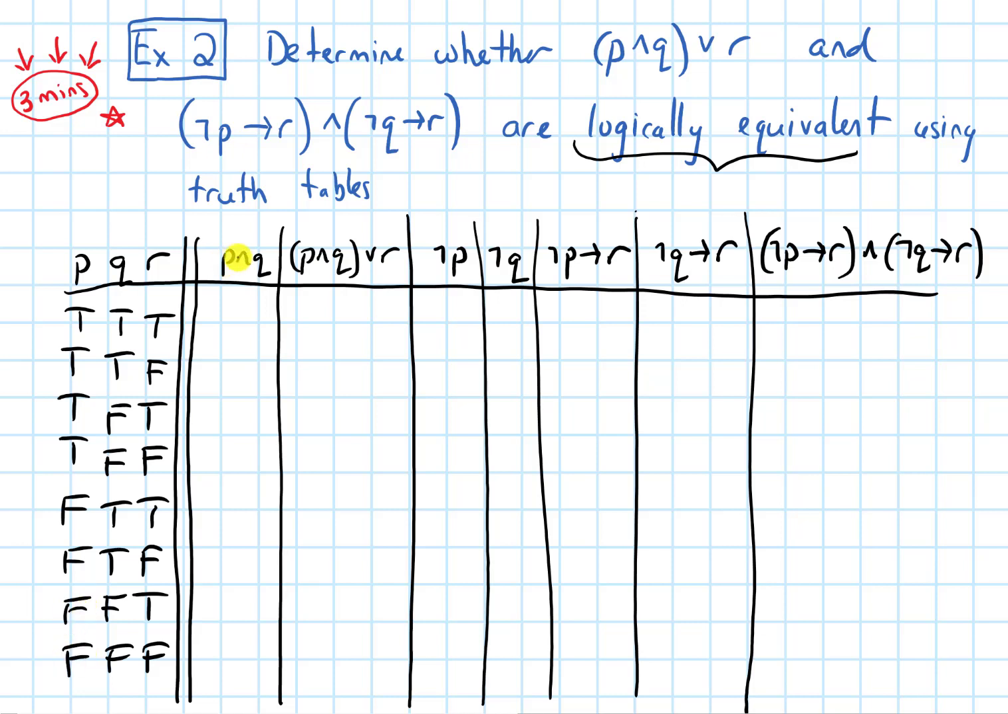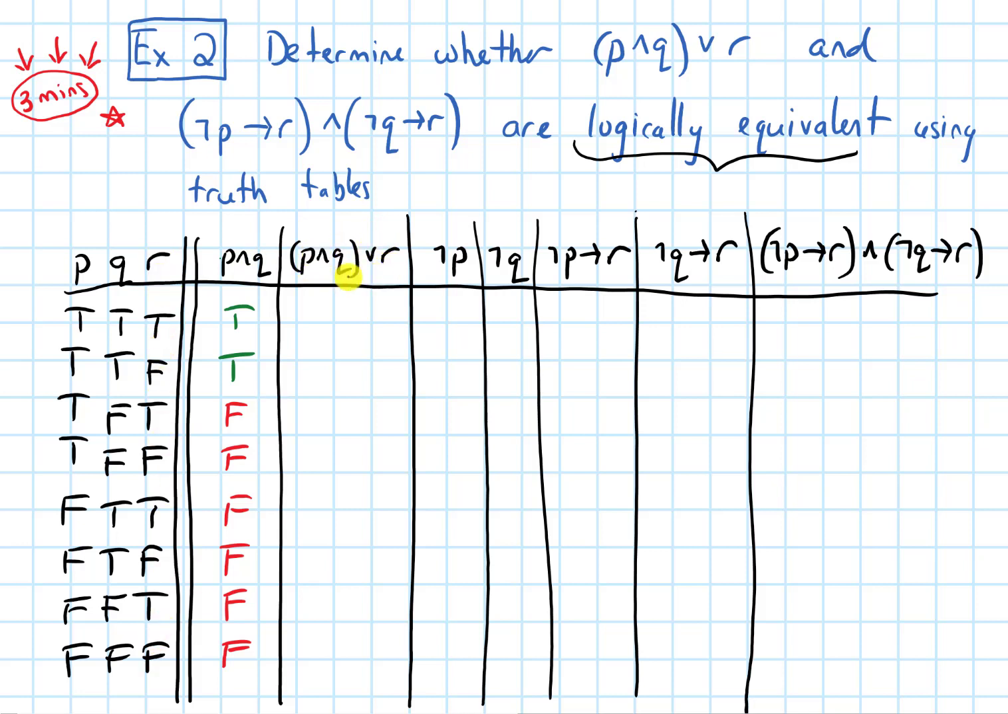Alrighty, so for P and Q, this is only going to be true if both P and Q are true. So that happens in the first row and the second row. But in all the other rows, at least one of P or Q is false, and that makes the AND statement false. So let's put falses all the way down. And now I have to make an OR statement, where the first part is P and Q, and the second part is R, so this column.